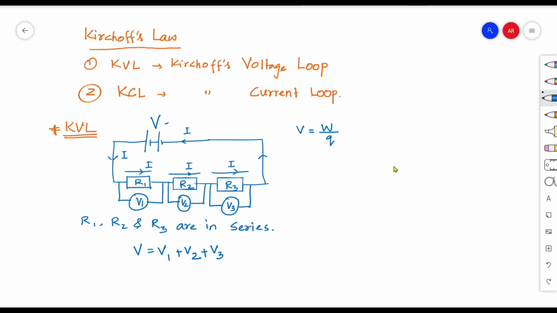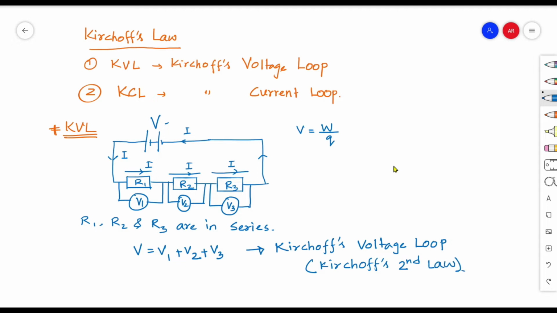For EMF, it is throughout the circuit. For potential difference, it is just the 2 points in the circuit across any component. So right here, the battery voltage V equals V1 plus V2 plus V3. Why? Because the energy the charge gained from the battery is used when it flows through R1, R2 and R3. Apart from R1, R2 and R3, no other resistance component is present.